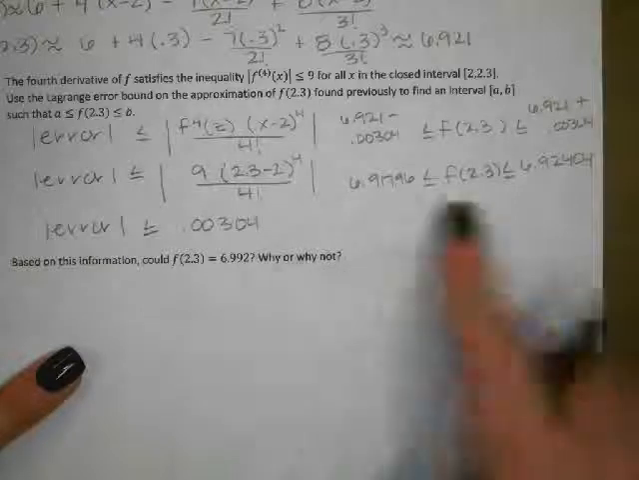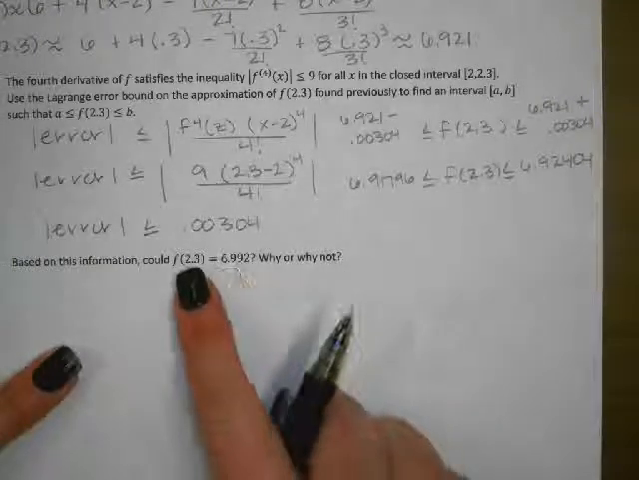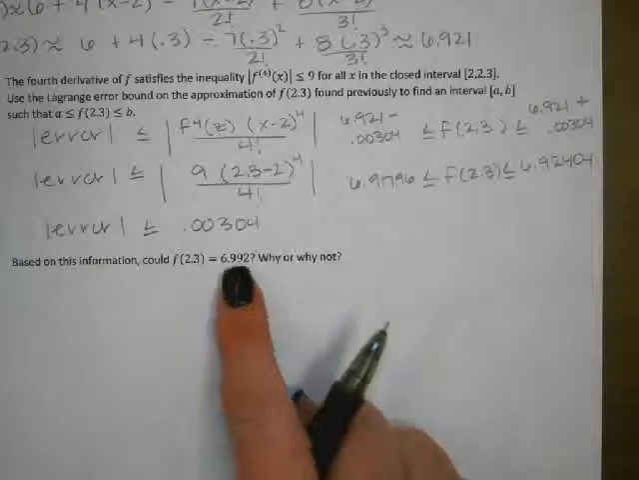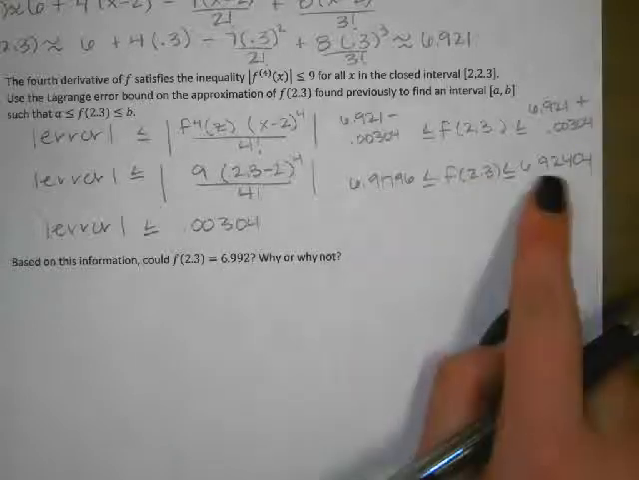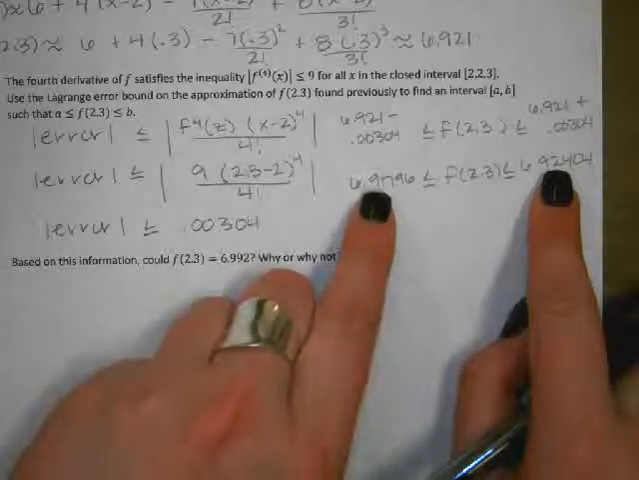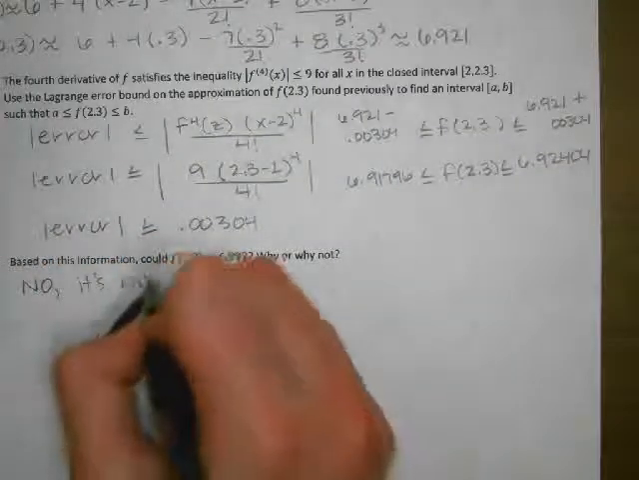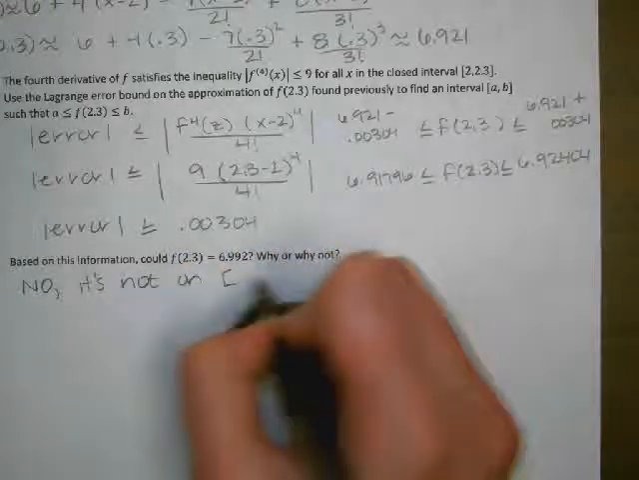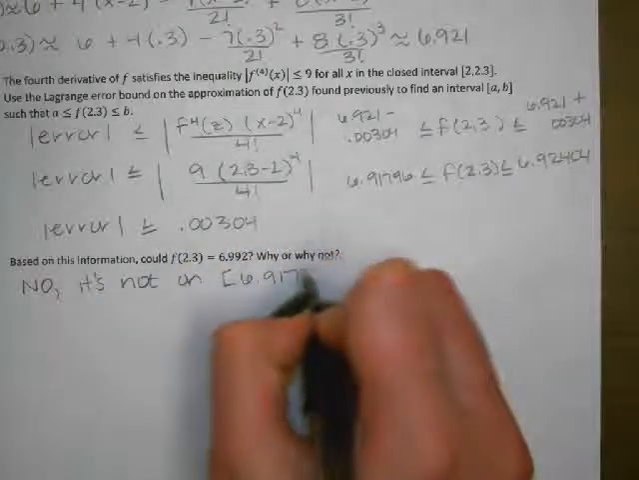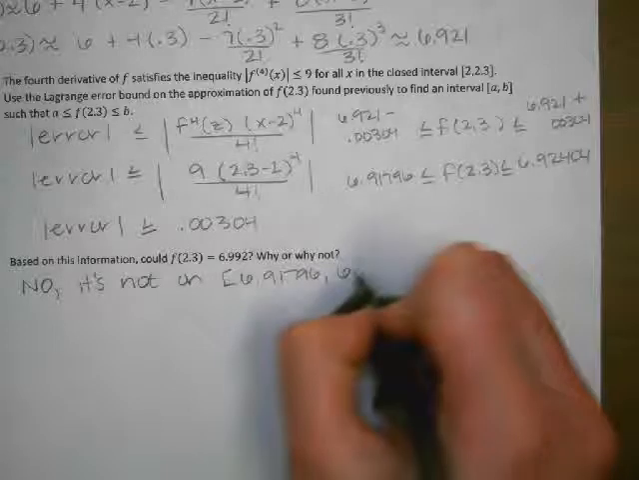So based on the information we found, could f of 2.3 be 6.992? Definitely not. Between 9.1 and 9.2, definitely not. So no, it's not, because it's only between 6.91796 and 6.92404.